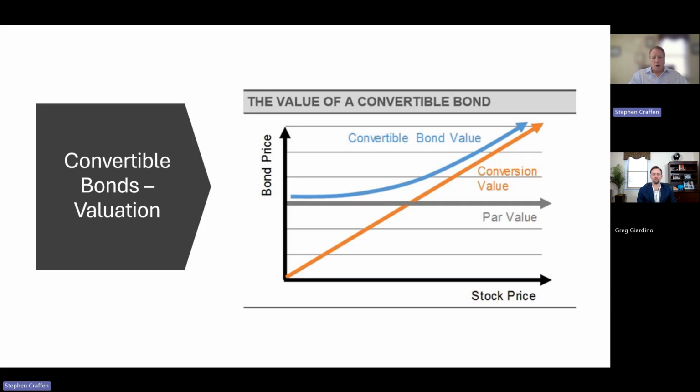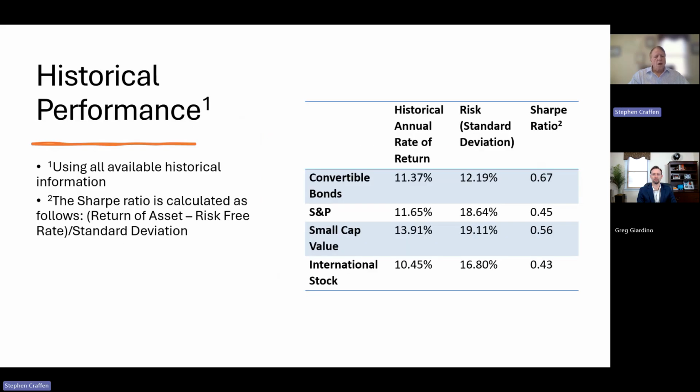But you also have almost no limit on the upside with this type of instrument. So you can see how convertible bonds, this is going back to, I think, the 1990s, these numbers have averaged about 11% a year, whereas the stock market was around 11.65.